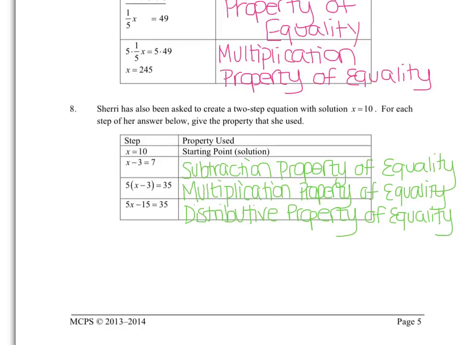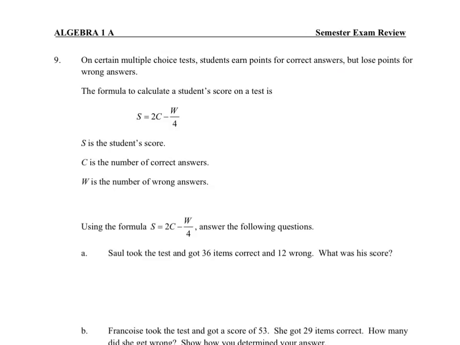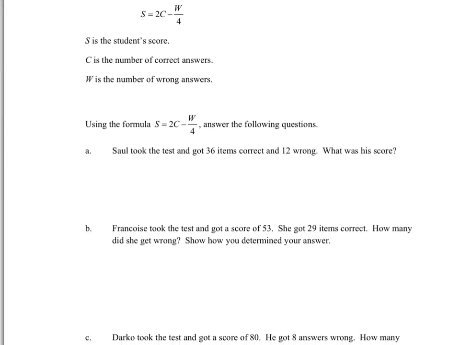All right. The last problem for Unit 1, Topic 1 is question number 9. On certain multiple choice tests, students earn points for correct answers, but lose points for wrong answers. The formula to calculate a student's score on a test is S equals (2C minus W) divided by 4. S is the student's score, C is the number of correct answers, and W is the number of wrong answers. Using the formula S equals (2C minus W) divided by 4, answer the following questions.